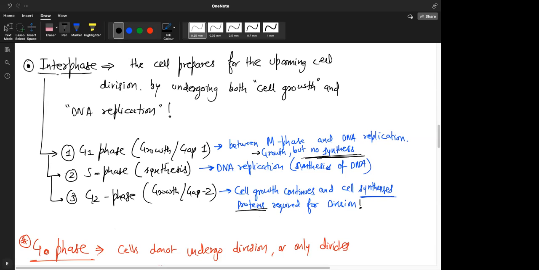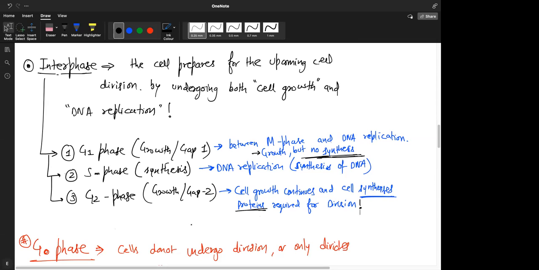So in G1 phase, no DNA replication happens. There is growth, but the synthesis does not happen. Active synthesis for division. The synthesis for survival, of course, is there in every cell. But from the cell cycle point of view. You understood, Iram, Aisha, and Maha? Yes, sir.